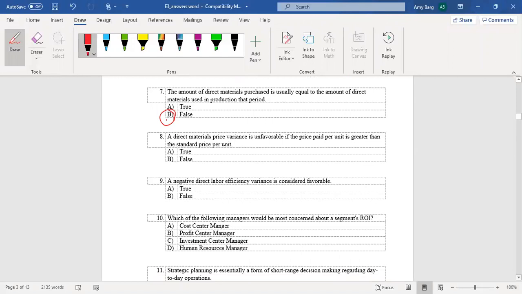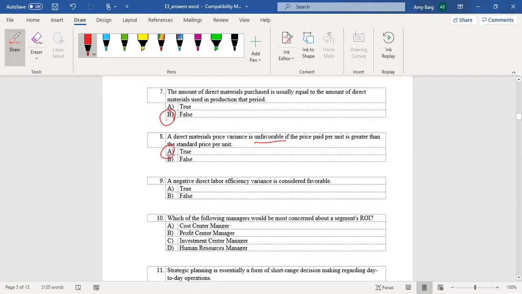A direct materials price variance is unfavorable if the price paid per unit is greater than the standard price per unit. So unfavorable if the amount that we actually paid is greater than the amount that we should have paid. Yes, that's true. We paid more than we were supposed to, and that's unfavorable. True.